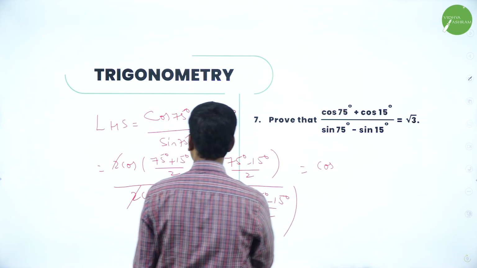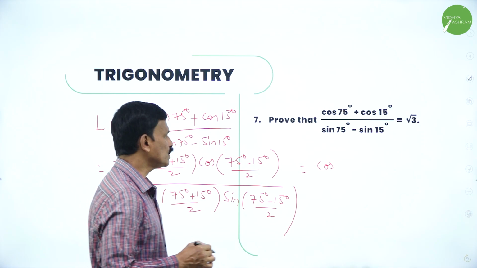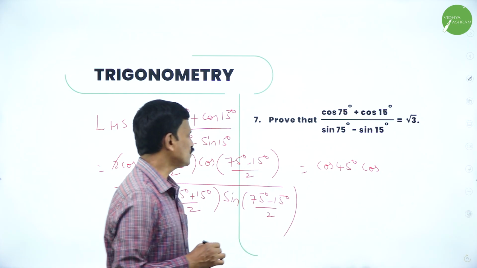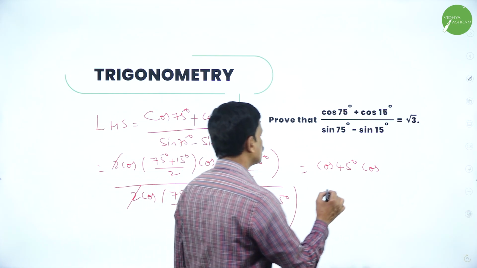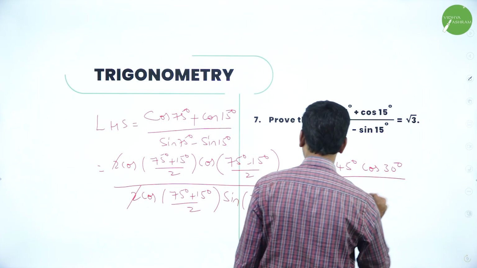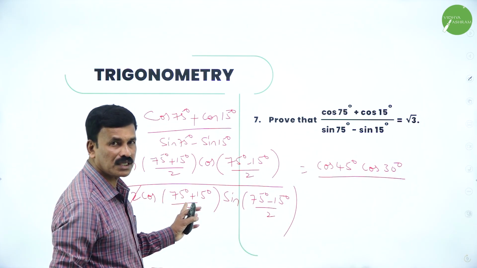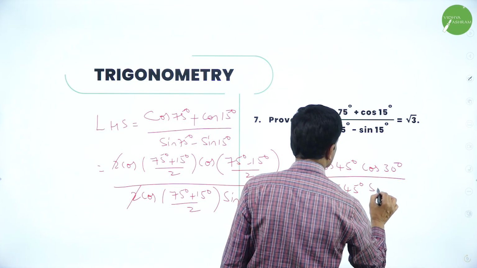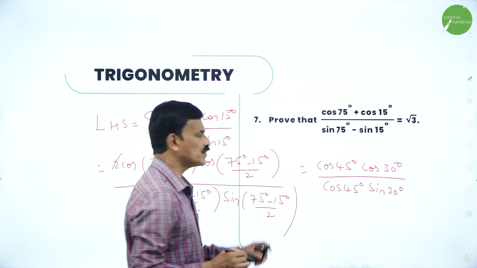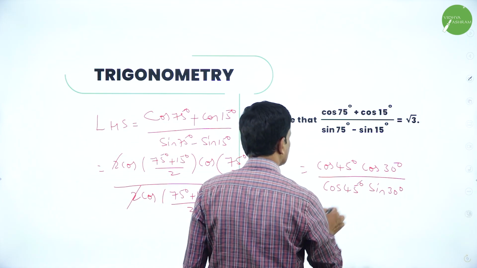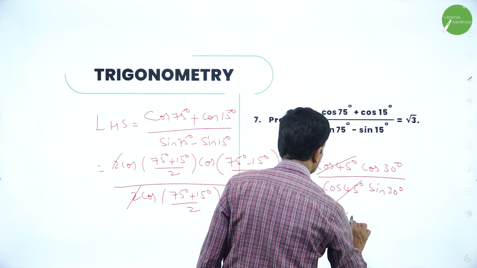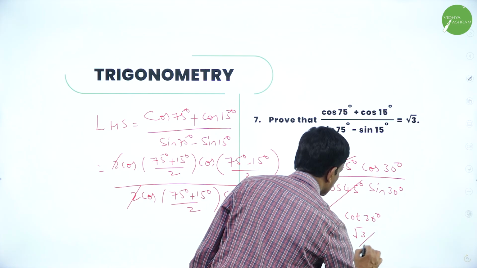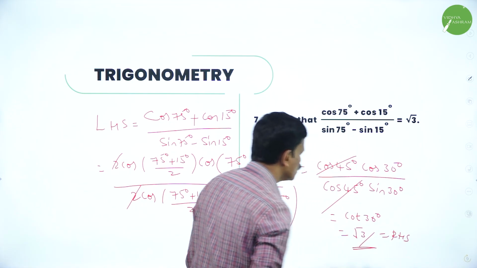This is equal to: numerator cos of (75 plus 15) by 2, that is cos 45, into cos of (75 minus 15) by 2, that is 60 divided by 2 is 30, cos 30, divided by, in the denominator, (75 plus 15) by 2, 90 by 2 is 45, cos 45 degrees into sine of 30 degrees, since (75 minus 15) by 2 is 30. Cos 45 gets cancelled. Cos by sine is cot 30. What is cot 30? Cot 30 is nothing but root 3. That's all. This is the required RHS. The answer is root 3.